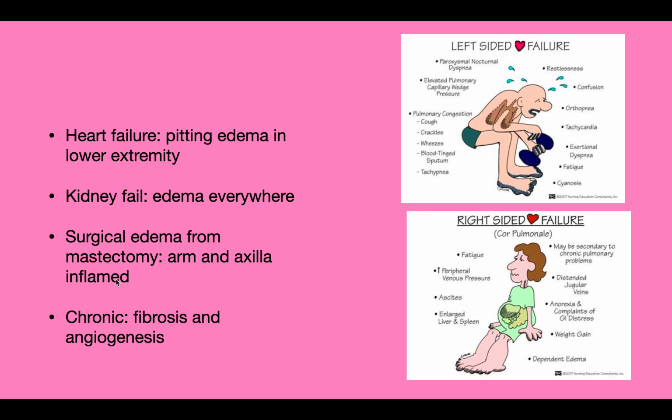It can also occur from mastectomy because the lymph nodes in the axilla would be removed. And in chronic diseases, there's going to be fibrosis, so scar tissue is going to be laid down, and angiogenesis.